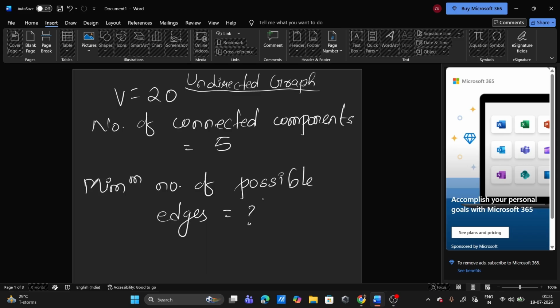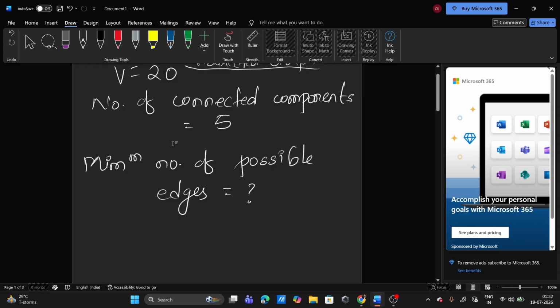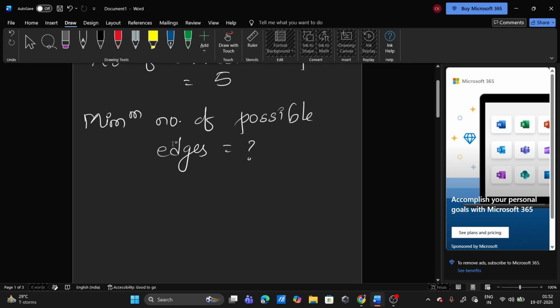Now, I want you to pause for a minute and think about it. Try to connect it with the previous two problems and figure out if you could solve this problem with the same approach or not. Take a moment and think about it. I hope you have thought about it.